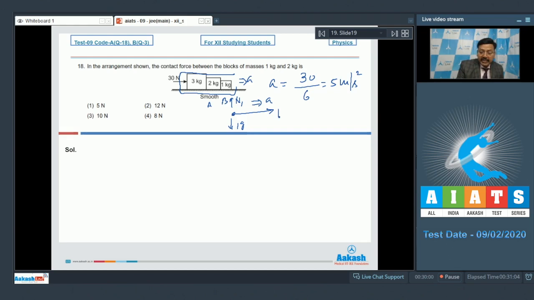So this is the normal reaction applied on B by A, and we can see that NBA will be mass into acceleration. So NBA, applying Newton's second law, is mass, which is 1 kg into 5, or simply 5 Newton. So we have the contact force between the 1 kg block and the 2 kg block, and this is coming out to be 5 Newton. So option 1 is correct. Let's go to the next question now.